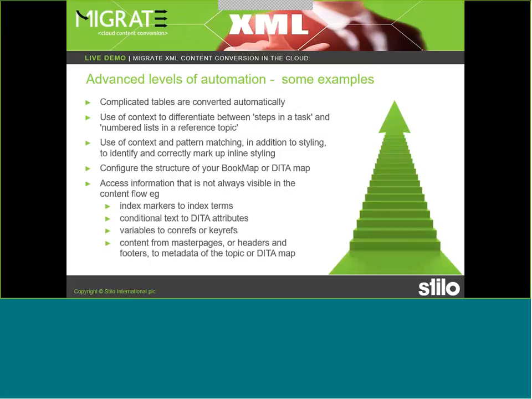You can choose to produce a DITA map or a book map. You can have submaps at any level that you choose. That's all controlled by the rules, so it's within your own control. And we do also give you access to information that might not be visible in the content flow.